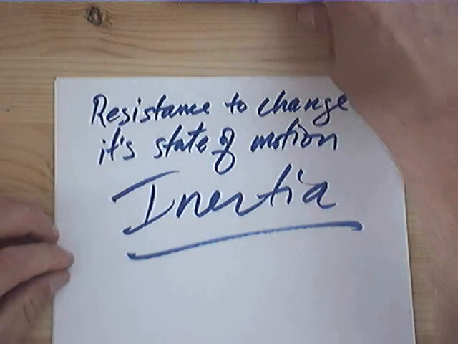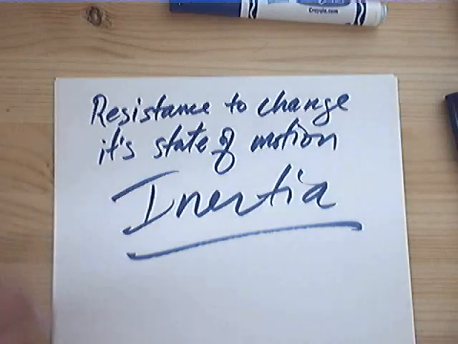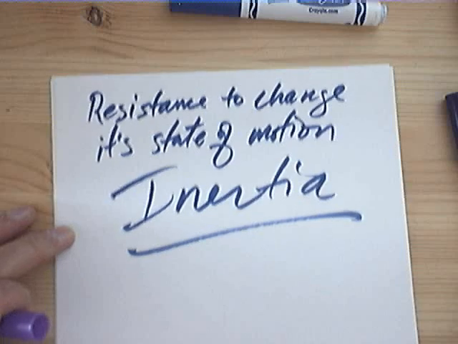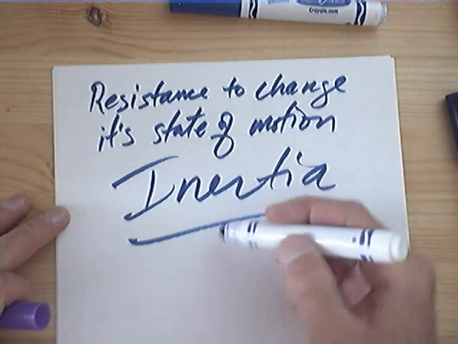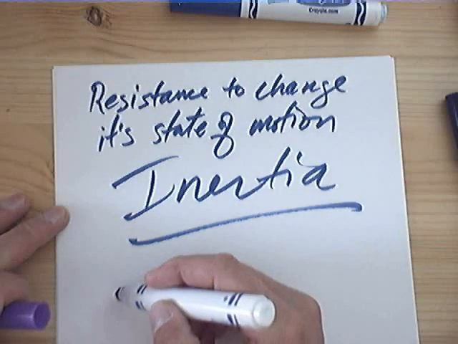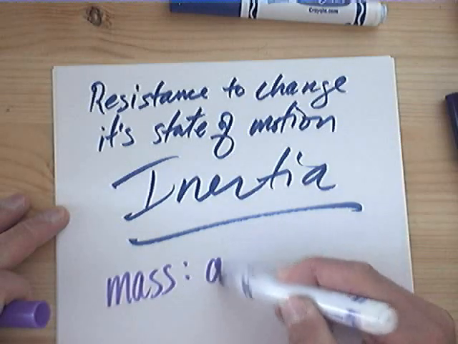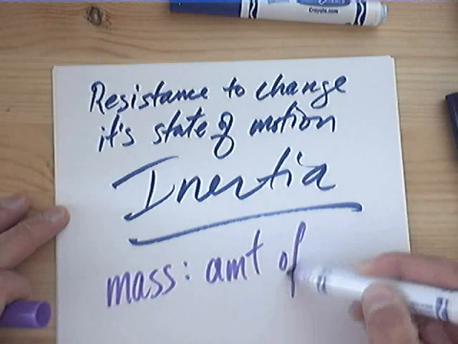All right. So, in the metric system, how do we measure this inertia? We measure the inertia through the amount of mass an object has. Mass is the amount of inertia.